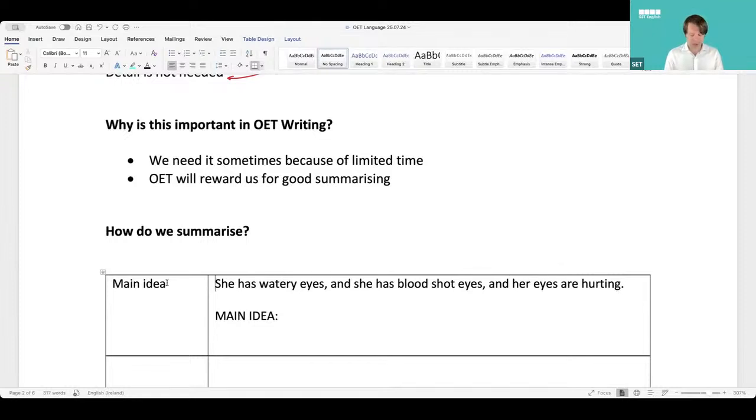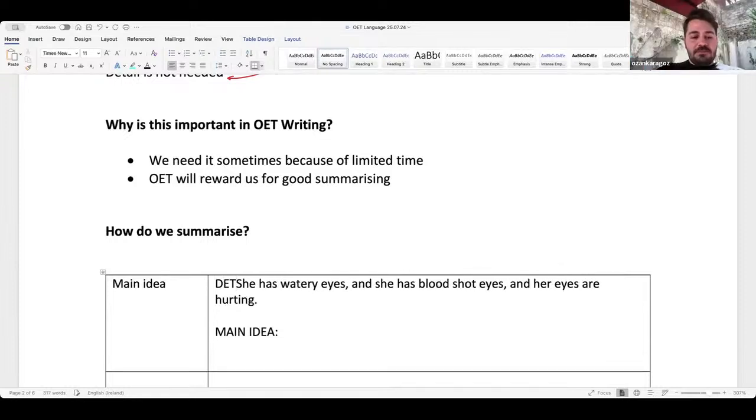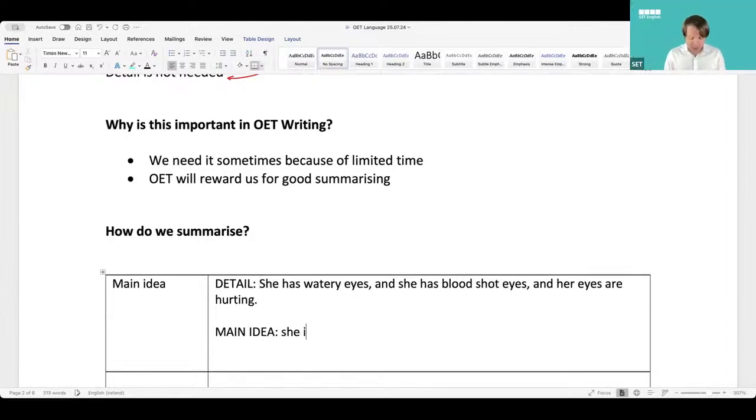What's the go on? She's upset. Main idea. I don't mind that. Okay, she is upset. Now, can you be a bit more specific? She is upset, but I'm thinking, Ozan, all the symptoms are the same, right? Why are all the symptoms the same?